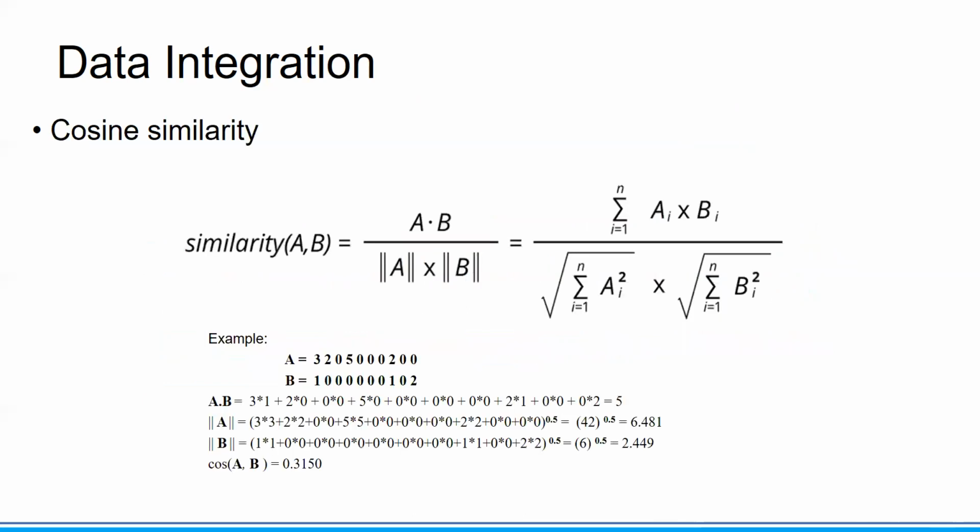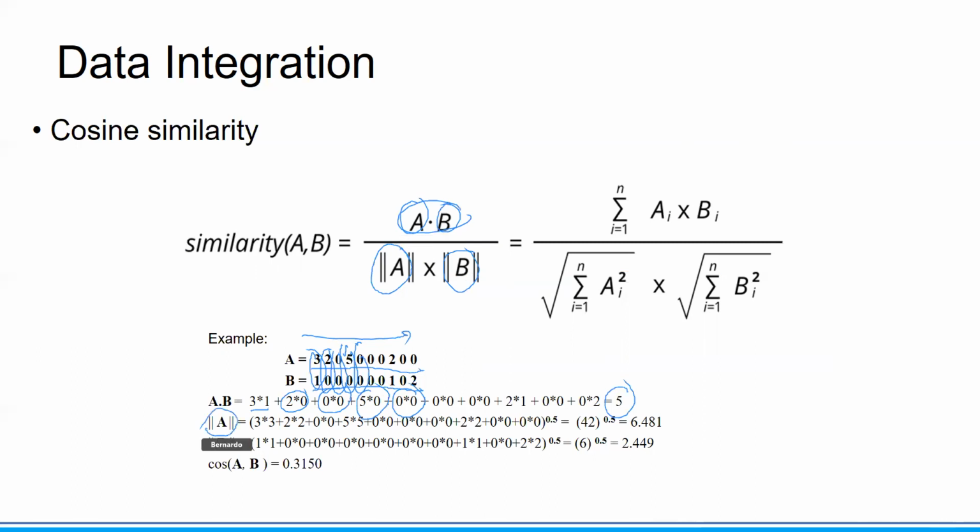Cosine similarity. In the cosine similarity, we want to calculate the two vectors, let's say A and B. We have the length of A and the length of B, and then we want to calculate it. Let's say I have this vector and this vector. So 3 multiplied by 1, and 2 multiplied by 0, 0 multiplied by 0, 5 multiplied by 0, 0 multiplied by 0, and so on. Then we get the product A multiplied by B is 5.